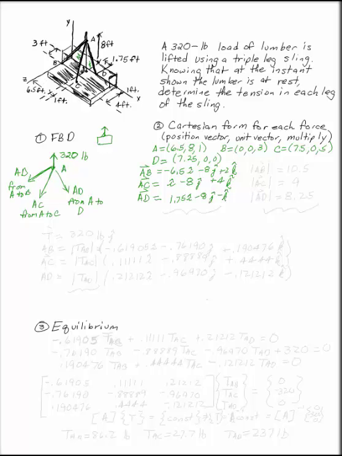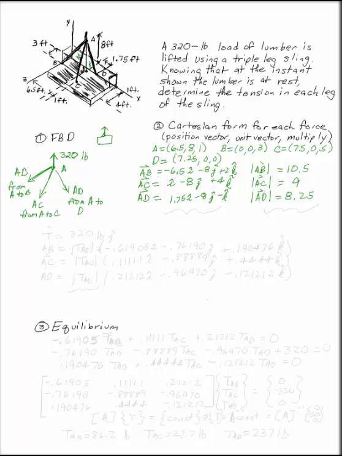To change each of these position vectors into unit vectors, I need to divide by the magnitude of each of them. You find the magnitude by taking the square root of each of the components squared. So the square root of 6.5 squared plus 8 squared plus 2 squared is 10.5. The square root of 1 squared plus 8 squared plus 4 squared is 9. And the square root of 1.75 squared plus 8 squared plus 1 squared is 8.25.